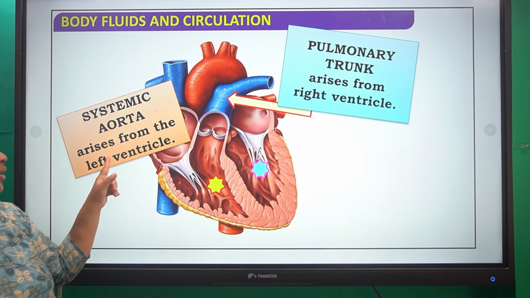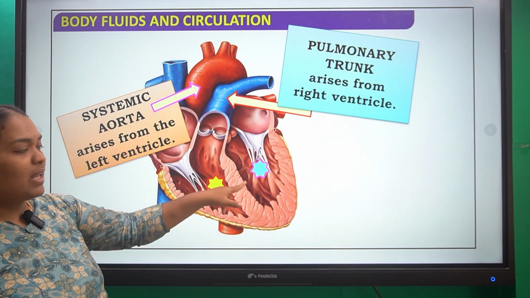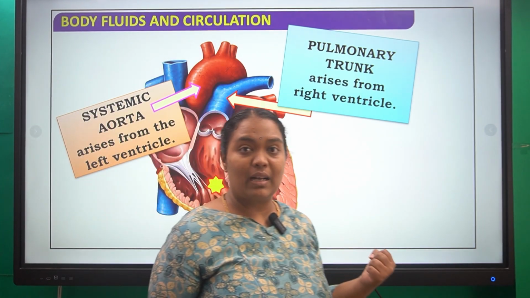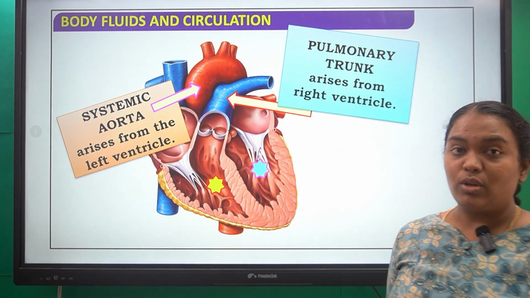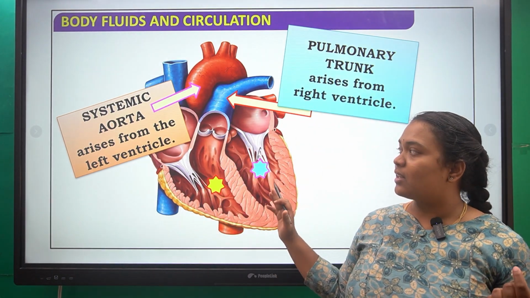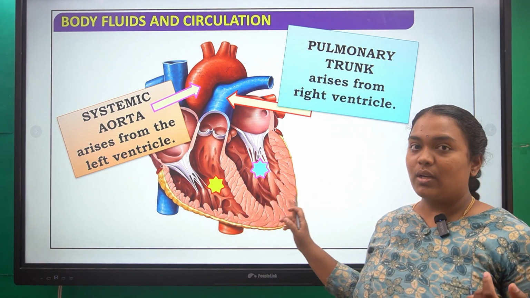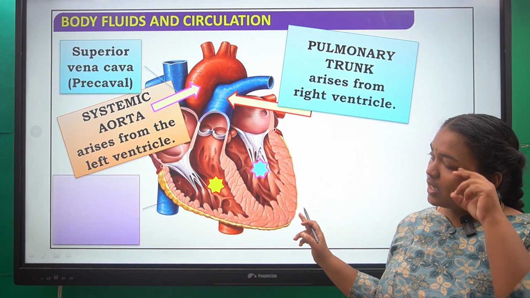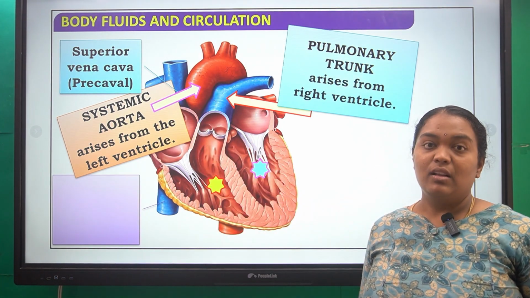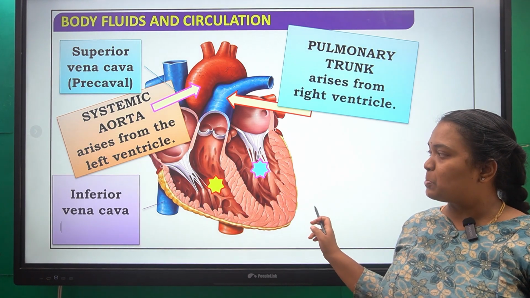Whereas the systemic aorta arises from the left ventricle. From the left side, the left ventricle is pumping the blood to the entire body, so it is called the systemic aorta. And it is also called the superior vena cava, or precaval.